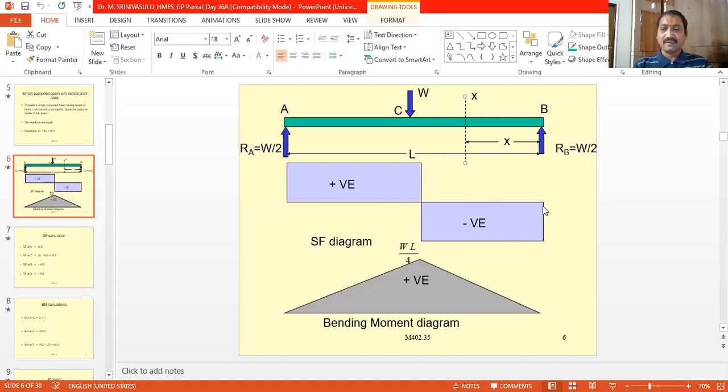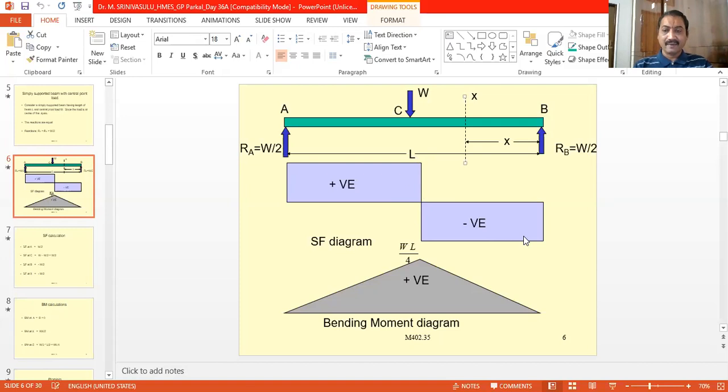Then this will represent the W by 2, because this is the 0 point, and because it is minus W by 2, we have taken it downwards. So up to this, now this is a minus W by 2. Now what is the value of the shear force at point C? The value of the shear force is equal to plus W by 2. So this is the 0 point, and here plus W by 2.